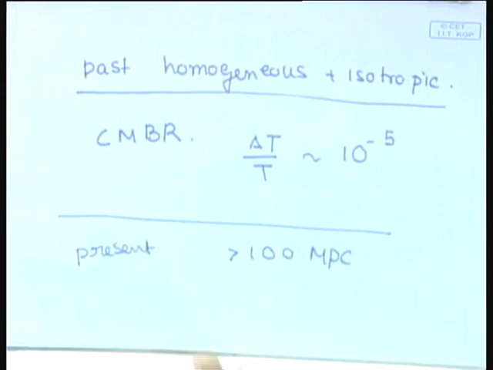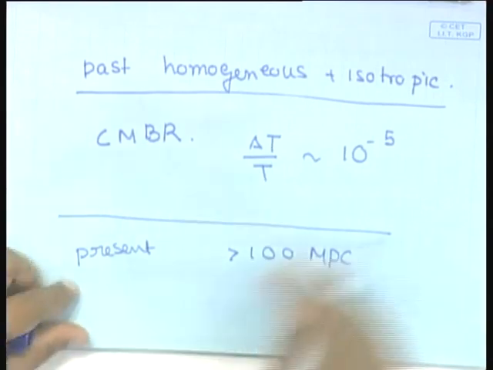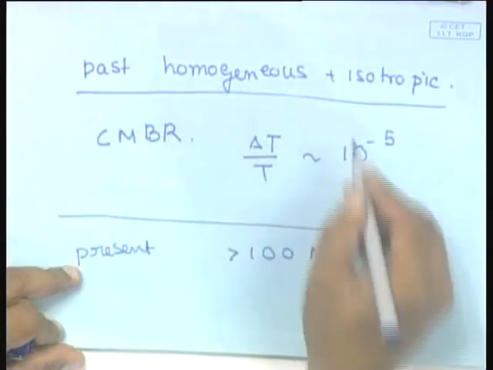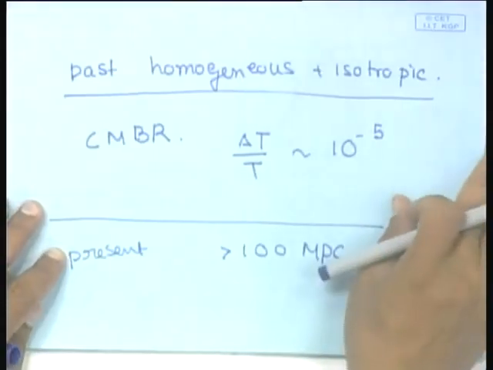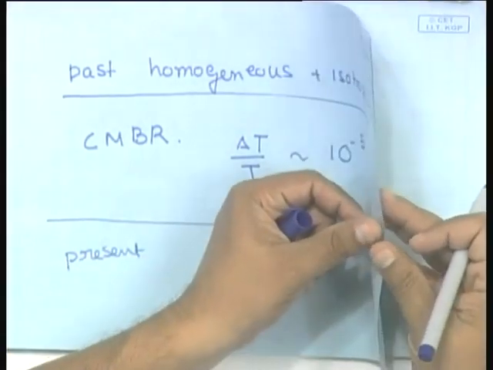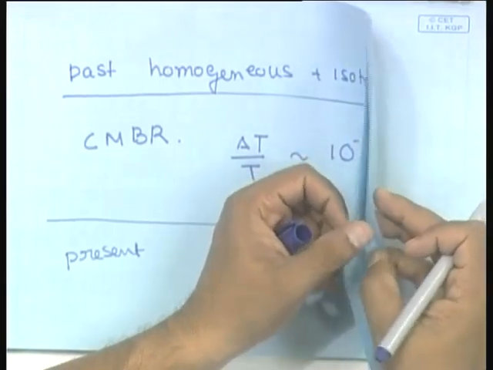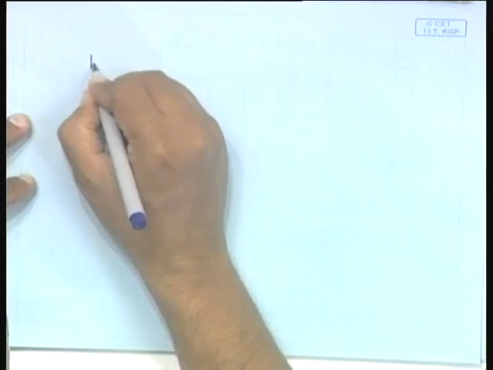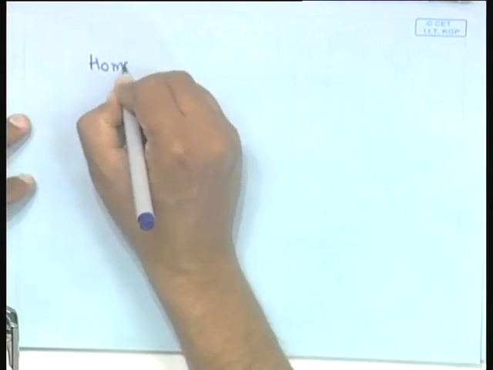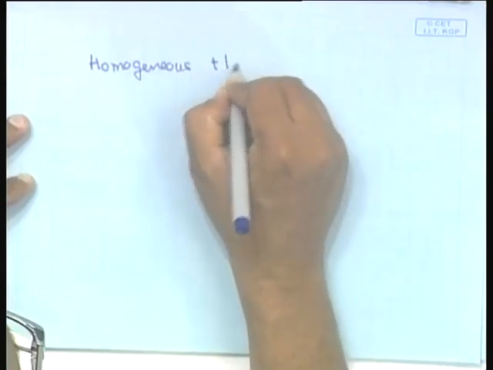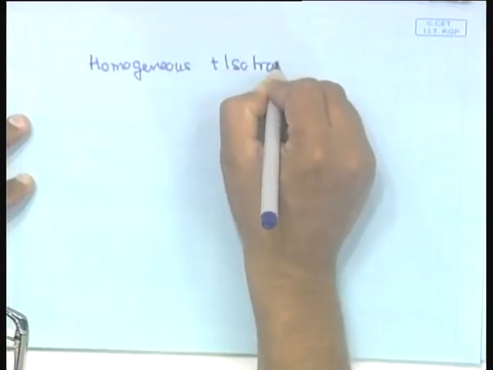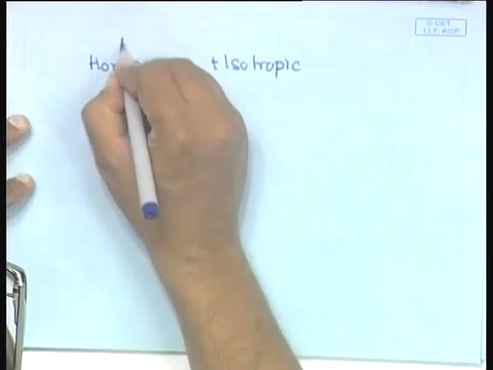Now, on smaller scales, you see structures, some of which I just demonstrated to you. The question is, how do you start from a universe that is extremely homogeneous and isotropic and end up with the present-day observed universe? So, the initial universe is homogeneous plus isotropic, nearly, okay.